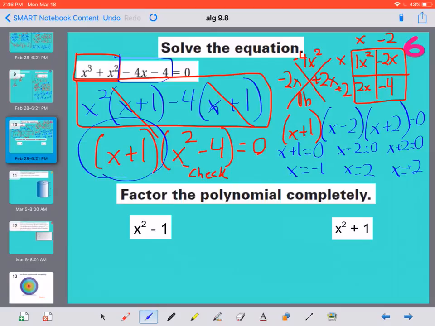Alright, so we are going to factor these polynomials completely. What I see is just an ax squared and a c. So I'm going to draw my diamond. Get negative 1x squared and a 0x. Looks like I can take a negative 1x and a positive 1x. So my answer then will be x plus 1 and x minus 1.